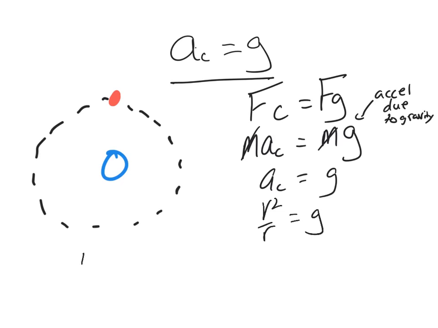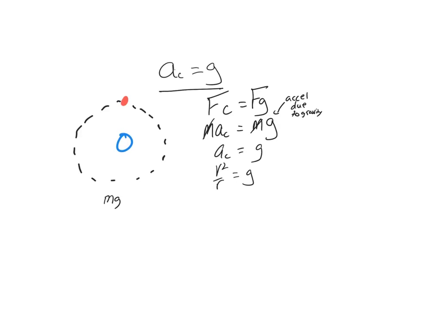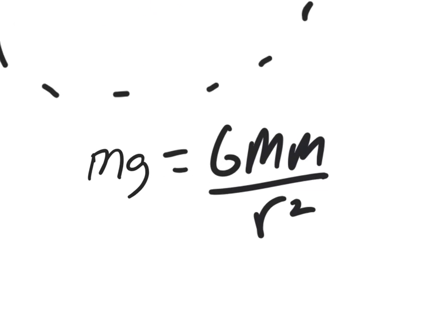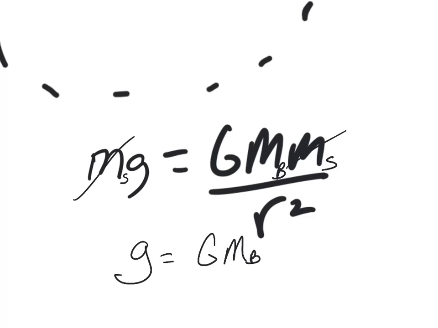But if force of gravity is equal to mg, so mg is the force of gravity, and big G mm over r squared is the force of gravity. The first mass here would be the small object, and this mass here would be the big object. But notice what happens to the mass of the small objects. They cancel, and so we can say that g is equal to big G m of the big object over r squared.